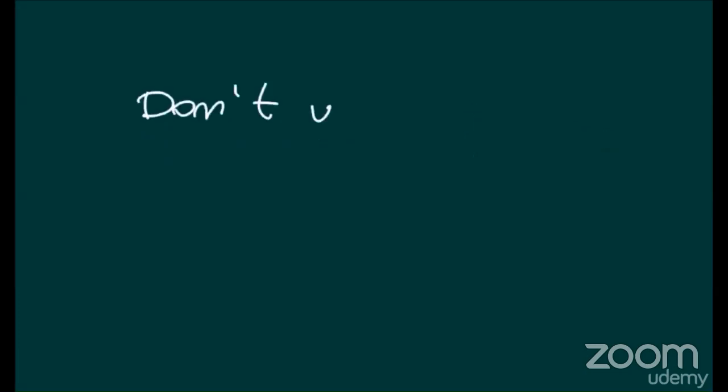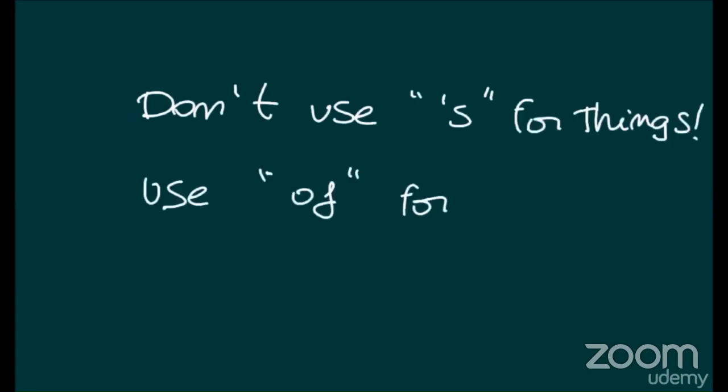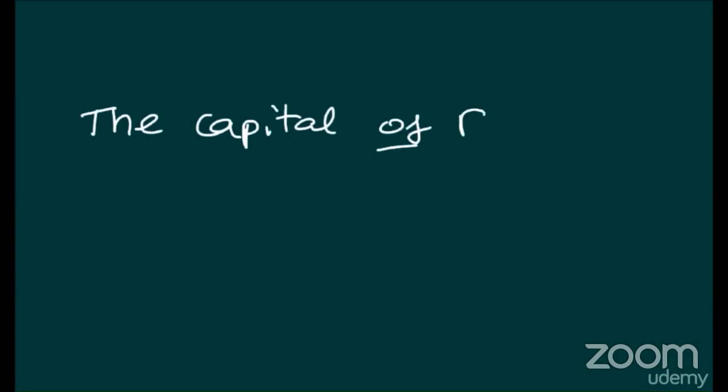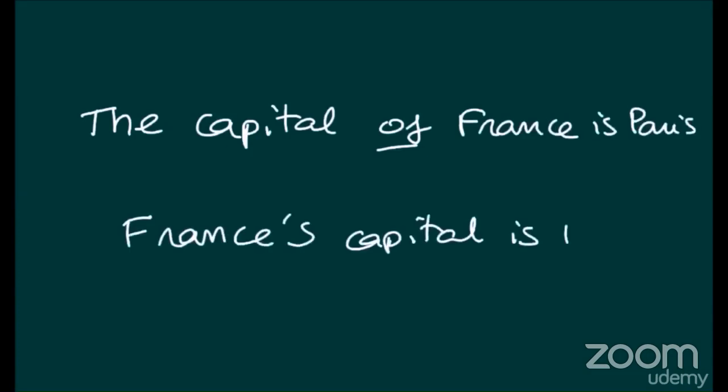We use apostrophe s only for people. When a thing has something, we use of. For example, the capital of France is Paris. We don't say France's capital is Paris.